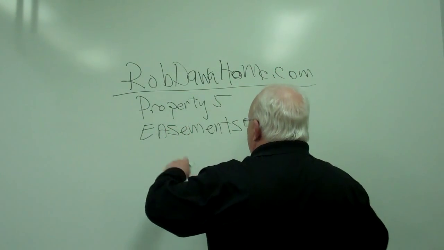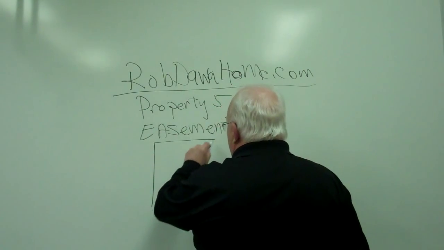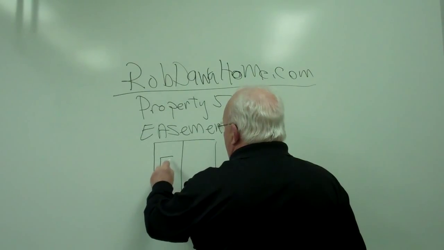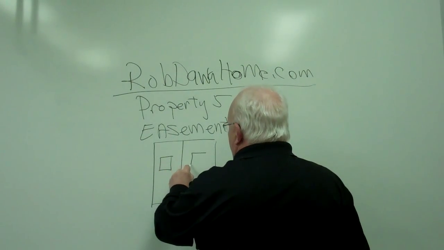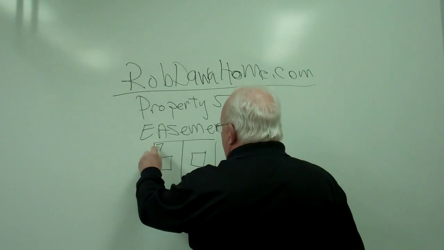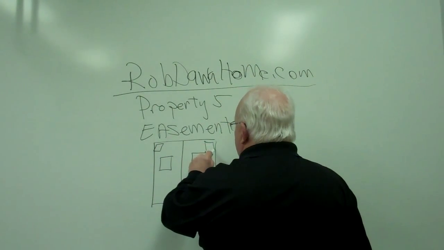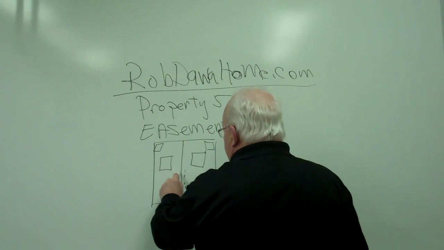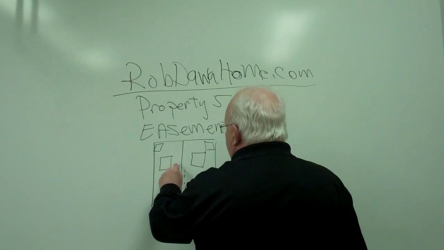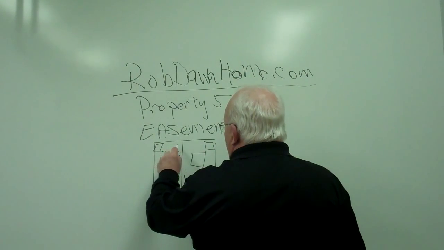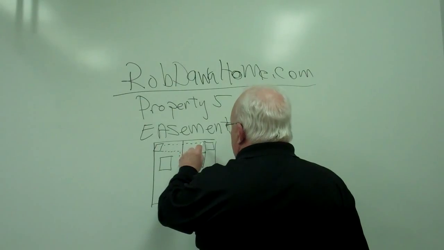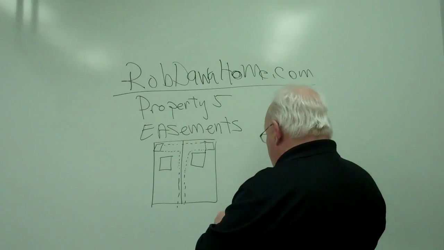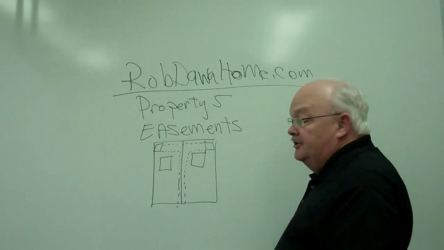So let me put these here. I've talked a little bit about this, I think, in a prior class. And here's house 1, and here's house 2, and here's garage 1, and here's garage 2. And so this is the driveway. It comes up like this. And notice that it's split between the two property lines. And so both parties need to have access to that.